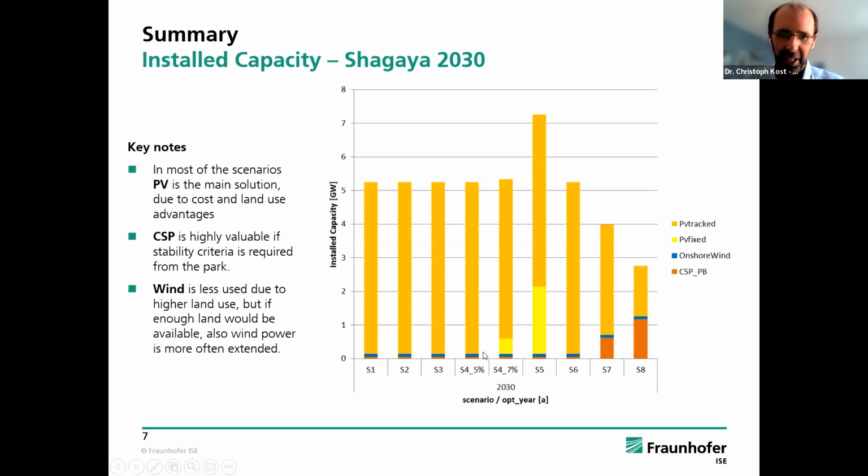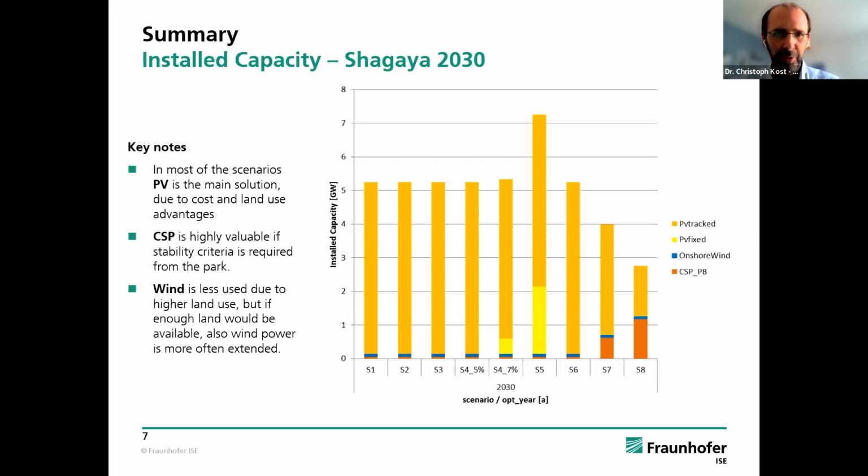Here are the results in terms of capacity for the Shagaya Park in terms of PV, PV also as a fixed system and as rooftop systems outside of Shagaya. Here you see wind, and here you see CSP, especially in the last two scenarios where we have this peak shaving and also this constant output. In total, you can say that in most of the scenarios, PV is the main solution due to cost and land use advantages. But CSP has a higher value regarding stability if we require this from the park for the total system.